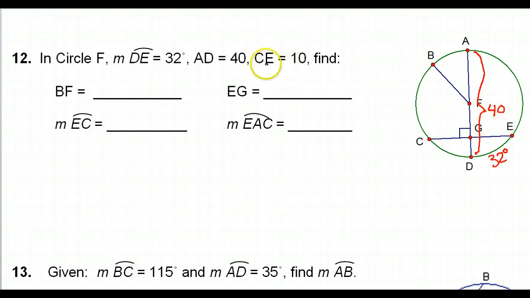Okay, what else? CE is 10. Okay, so that's this distance. Alright, let me try to stretch this out a little bit. Alright, but this is 10 from here to here.